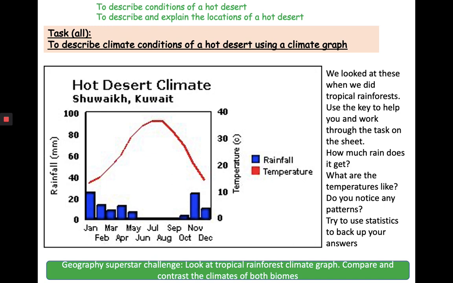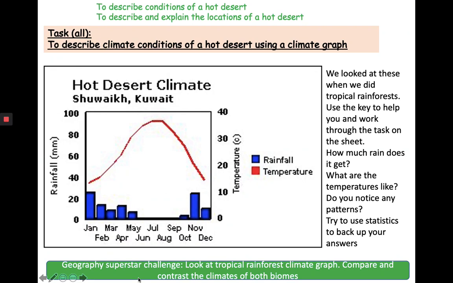It's to describe climate conditions of a hot desert using a climate graph. Again, you should be familiar with these from when we did tropical rainforests. So use the key to help you. As you know, temperature is a constant, so it's in the line graph part of this, and then the rainfall is the bar chart part of this.